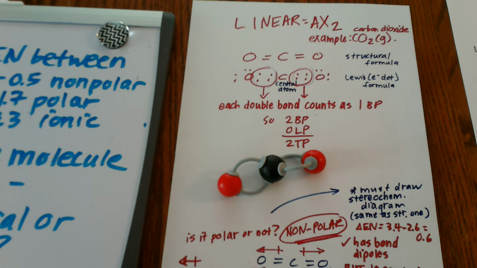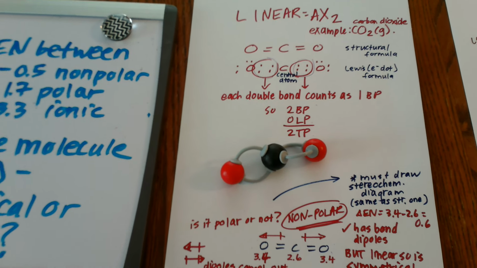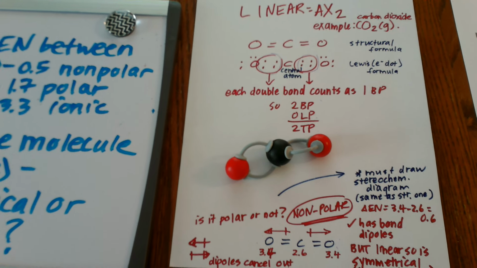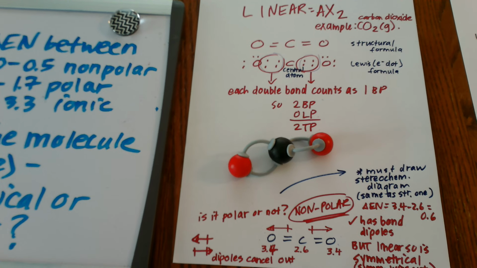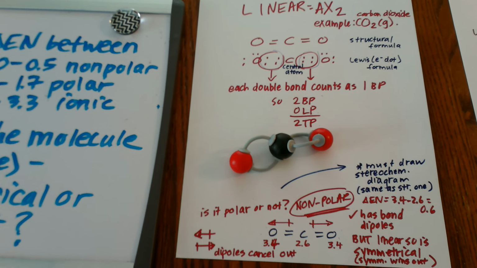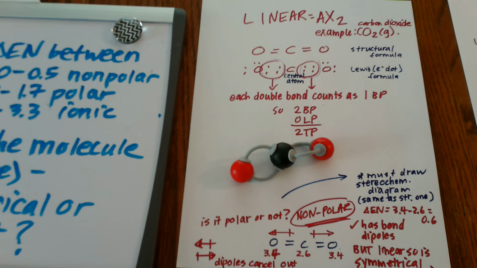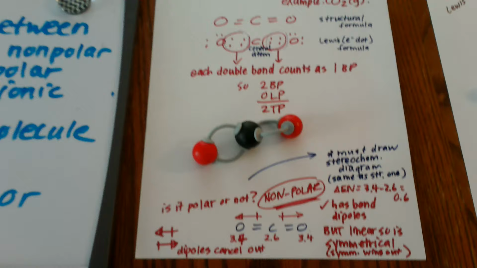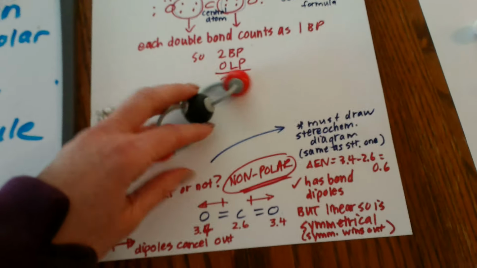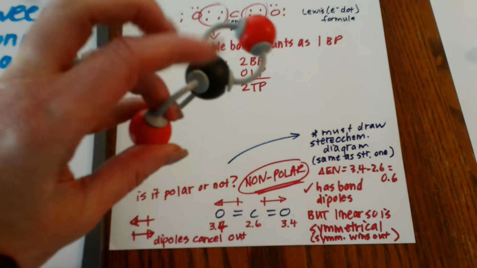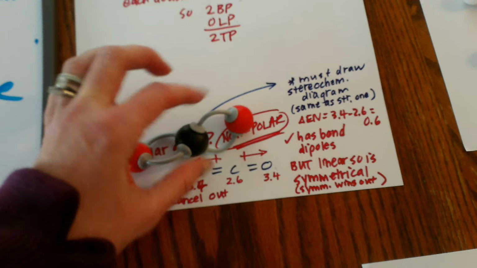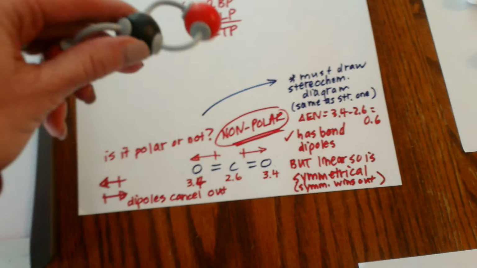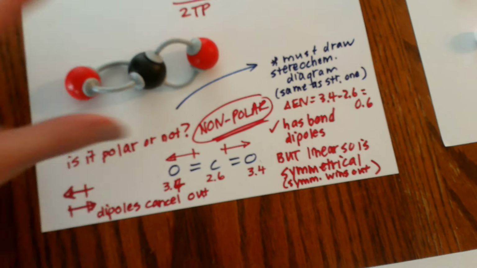I've got for you the structural formula, the Lewis dot formula. Remember that when you're looking at that central atom, carbon, each of the double bonds is going to count as one bonding pair. So it has two bonding pairs, 0 lone pairs, and 2 total pairs. So this is our molecule, and you can see that it is linear. Carbon is the black atom in the center, and there are two oxygen atoms and a double bond between each. So that is a linear molecule.